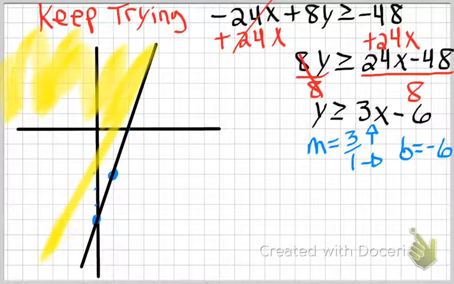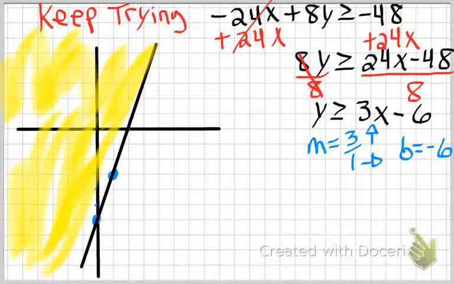And if you ever forget which side it's shaded on, go ahead and plug in a test point. You could plug in, let's say, negative 2, comma 1, and you're going to get a true statement. So it means it's shaded on this side. If you plugged in something over here, say 4, negative 2, you would get a false statement, meaning it's not shaded on that side. So it's a quick way to check yourself.